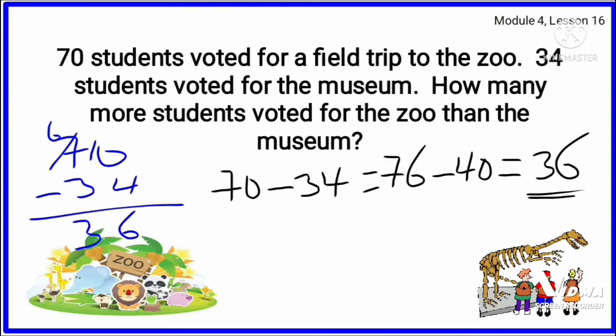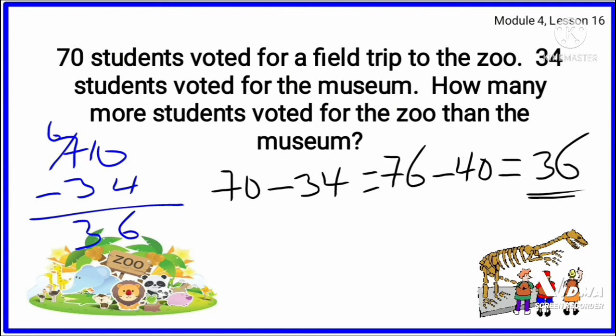Alright, let us solve another word problem. 70 students voted for a field trip to the zoo. 34 students voted for the museum. How many more students voted for the zoo than the museum? How many voted to go to the zoo? 70. How many voted to go to the museum? 34. So how do you know the difference? Subtract 34 from 70. You can solve it horizontally as you see, or also vertically.